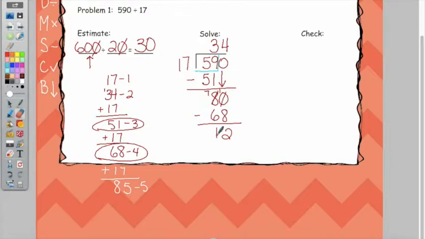Is 12 less than 17? Yes. So I can use that as a remainder. Remainder 12. Now if you cannot write in a straight line, stop right now and get notebook paper and turn it on its side. Okay? Because you have to be able to write in a straight line.